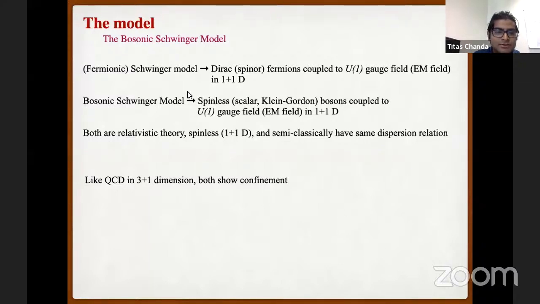Okay, so again, to summarize, the original Schwinger model describes Dirac fermions coupled to a U1 gauge field, which is basically the electromagnetic field, in 1+1 dimension. Whereas the Bosonic Schwinger model describes spinless scalar Klein-Gordon bosons coupled to a U1 gauge field. Both are relativistic theories, both are spinless because it is 1D, and semi-classically they have the same dispersion relation. And like in quantum chromodynamics in 3+1 dimension, both theories show confinement.